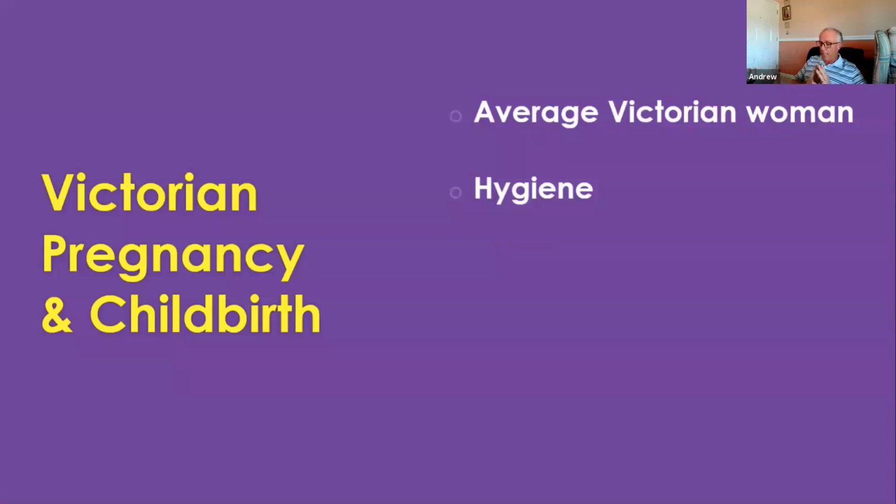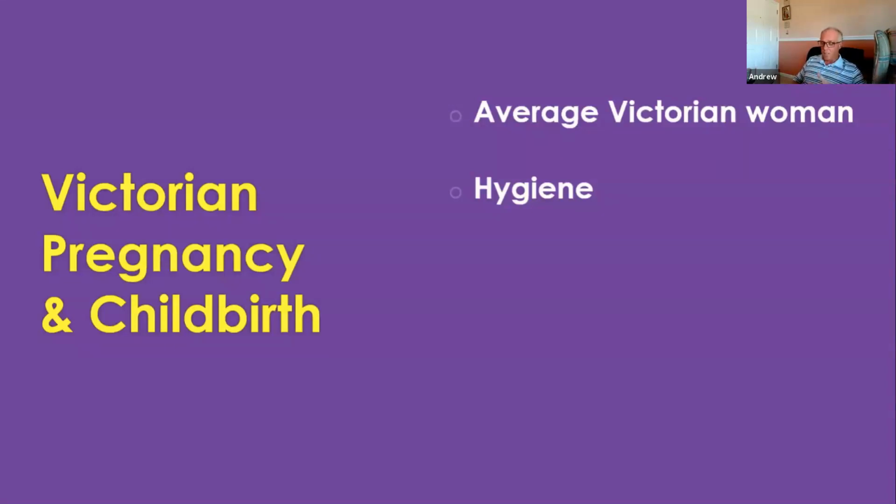And something that improved things considerably for the average Victorian woman is that in 1842, doctors started to clean their hands regularly before examining new mothers. The mortality rate for women in childbirth dropped from 18 to 6%. I was just astounded by that. Mortality rate dropped from 18 to 6%.